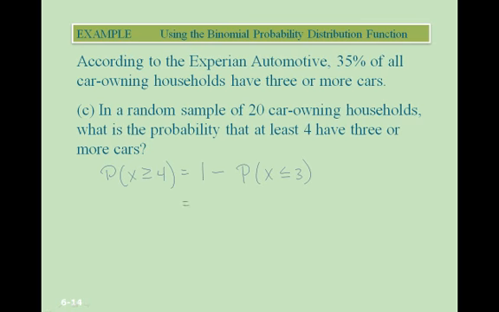So we would have 1 minus our 0.0444 that we found in the previous slide, and we'll have 0.9556 approximately.